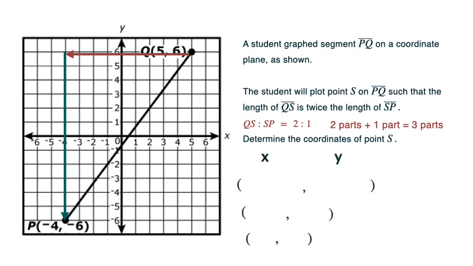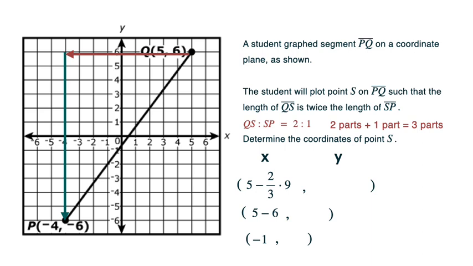So we're just going to jump right into an x and a y coordinate. And we want to start at the x-coordinate of point Q, which is 5. And since we know we're going to go to the left, we're going to do 5 minus 2/3 of that horizontal distance of 9 units. So 5 minus 2/3 of 9. Now 1/3 of 9 is 3, so 2/3 of 9 is 6. So 5 minus 6. The x-coordinate of point S is going to be -1.